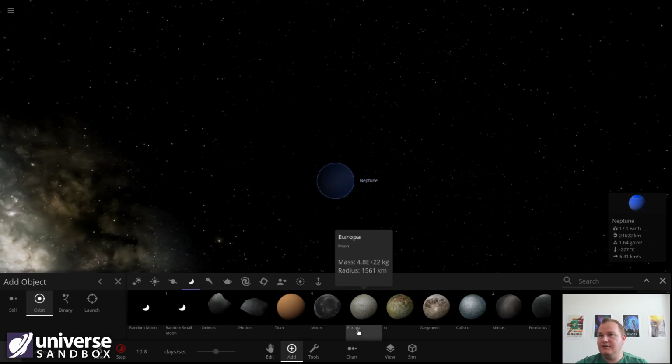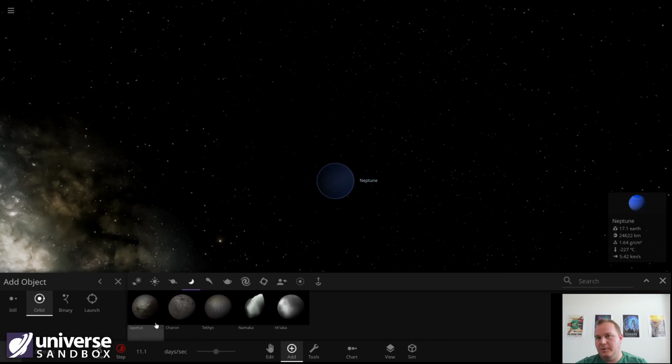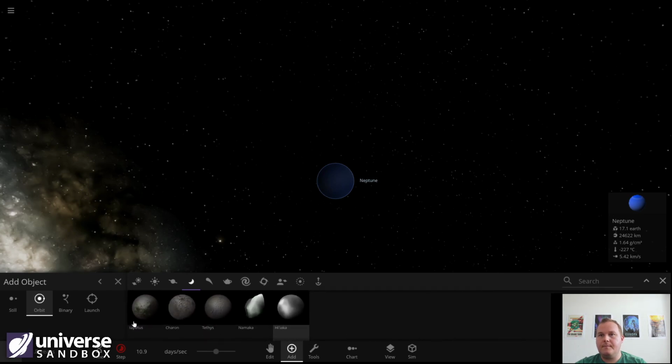Not Titan, Triton, which is a really, I want to pull it up. Do we have Triton in here? No, we have Titan, but we don't actually have Triton. That's really surprising to me. I thought that Triton would be a really important moon to include. Oh, that's okay, though.